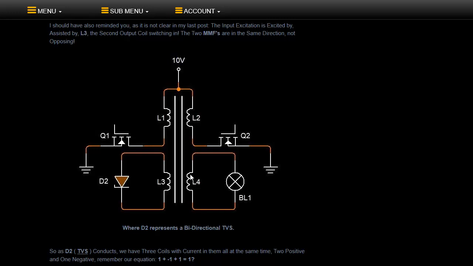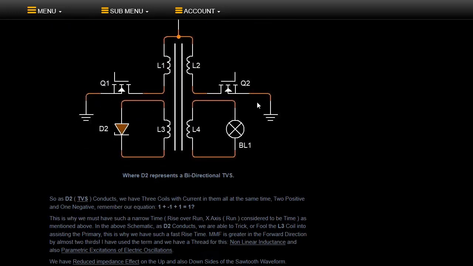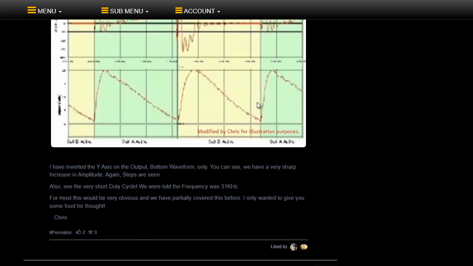L4 carries the current. L3 is mutually coupled closer to L4. So L3 sees L4 as the primary, and when the voltage is high enough and the TVS conducts, L3 becomes a short circuit. And the same happens when they flip-flop. So when it flops over to this side, same deal again, but in reverse. Well, sort of anyway.